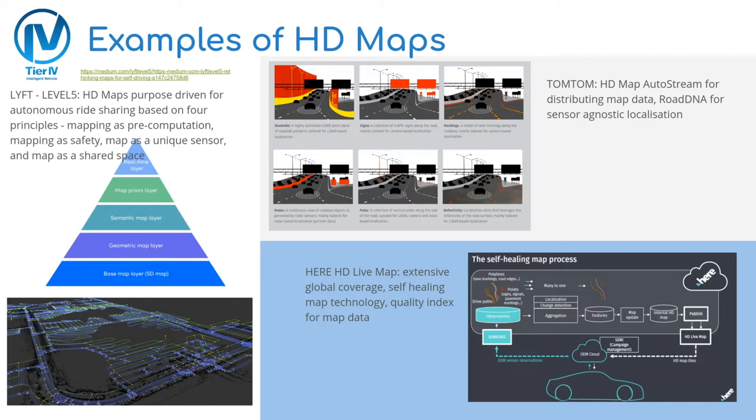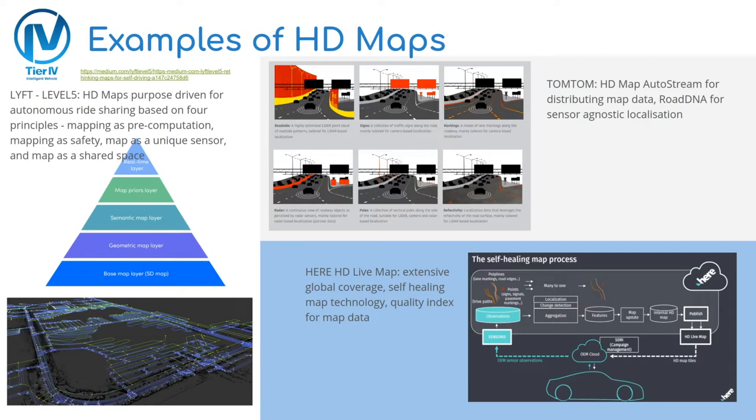The second example is from TomTom, a map provision company who have proposed the notion of road DNA. In this concept, all road information for localization is represented in a sensor-agnostic fashion, so that their maps do not limit the localization tasks to any particular sensor.